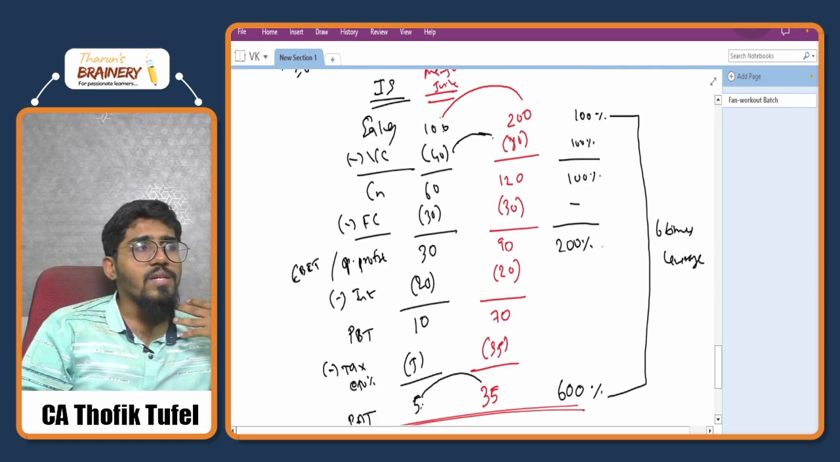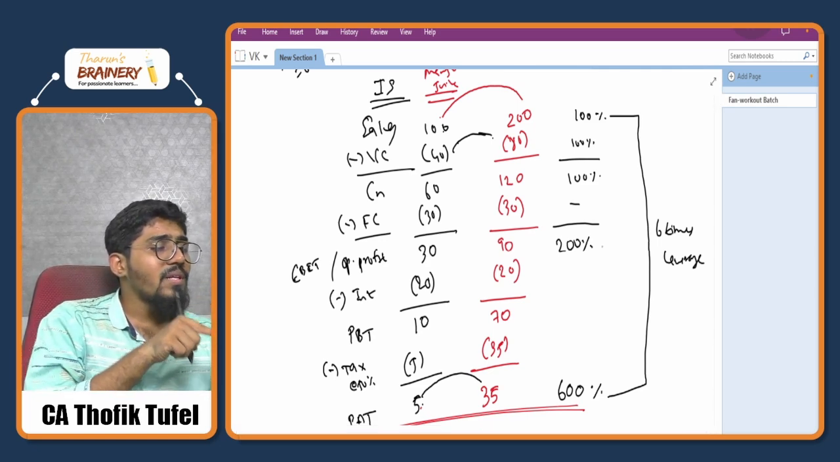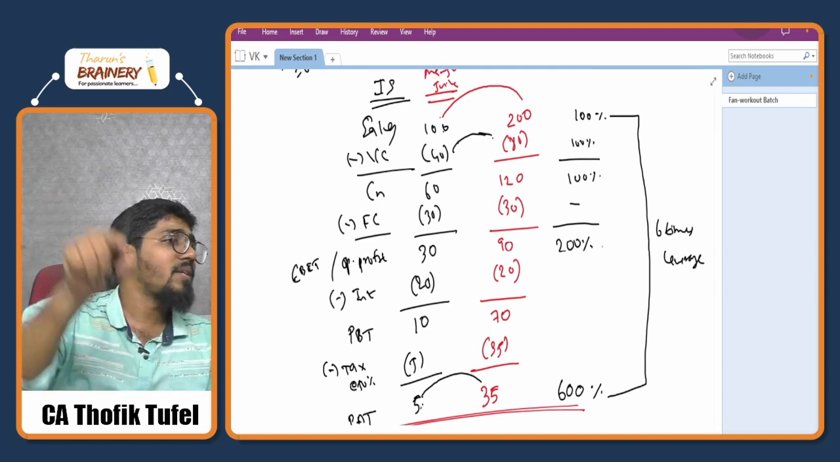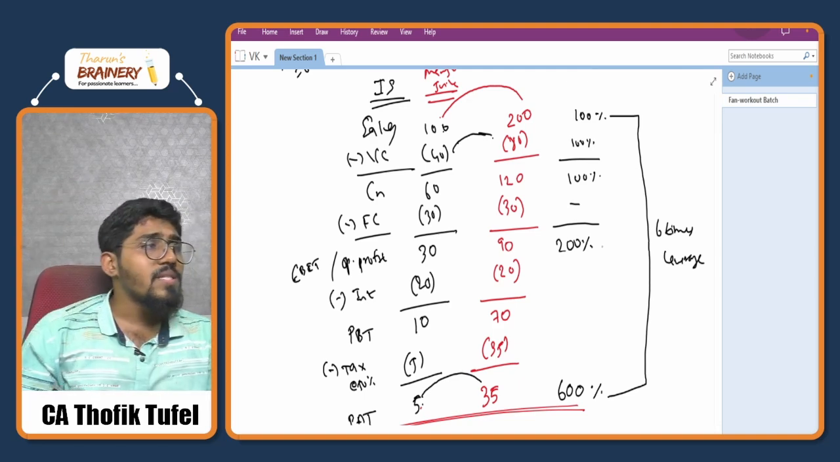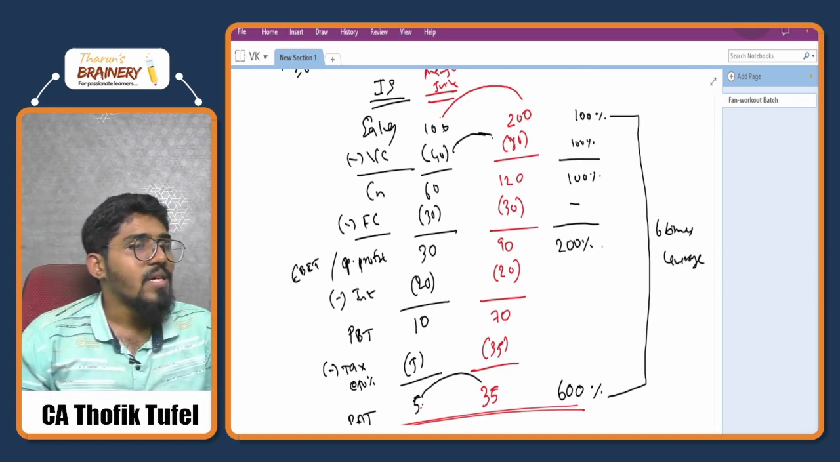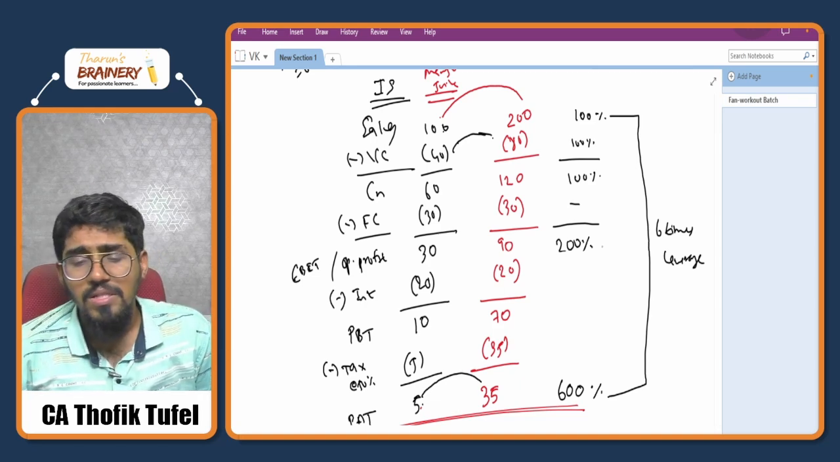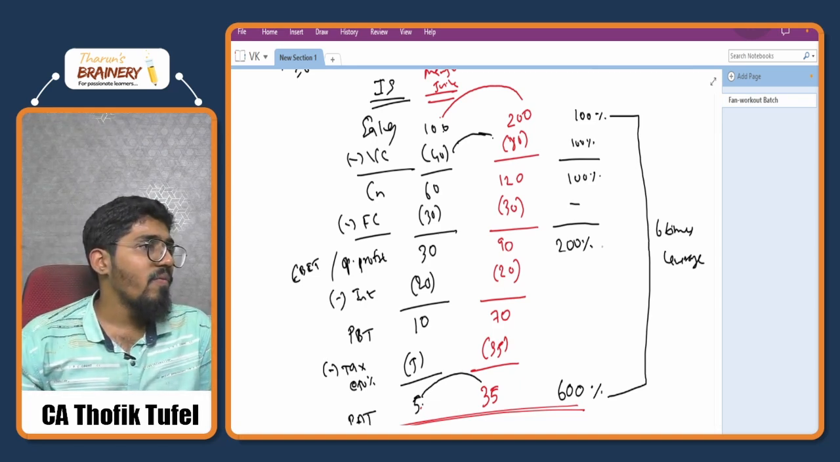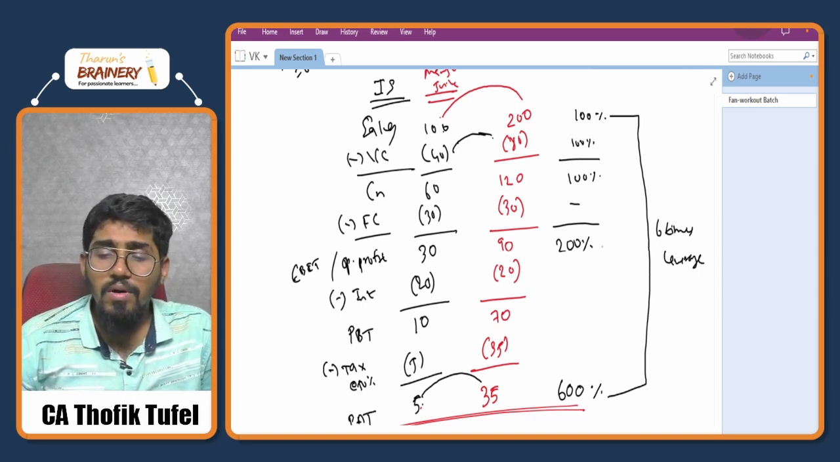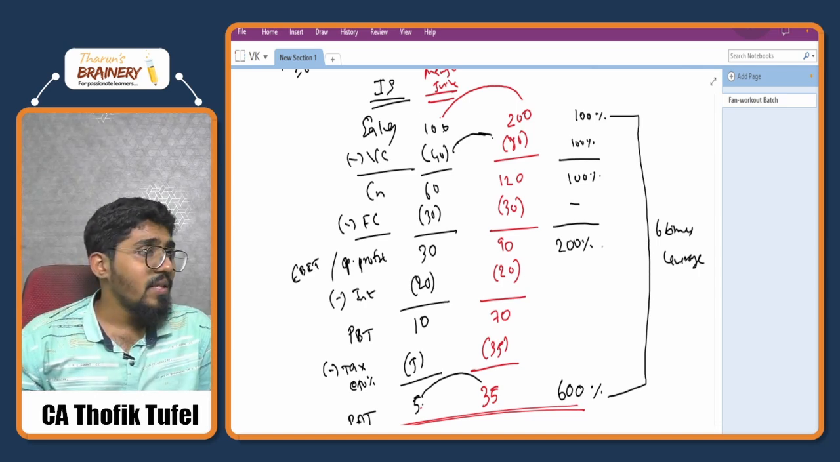How can you prove it? On the calculator, if you put 30 plus 200 percentage, you're going to get 90 rupees. So which means there is a 200 percentage increase in profit. Understanding? Okay, so 200 percentage increase in profit.